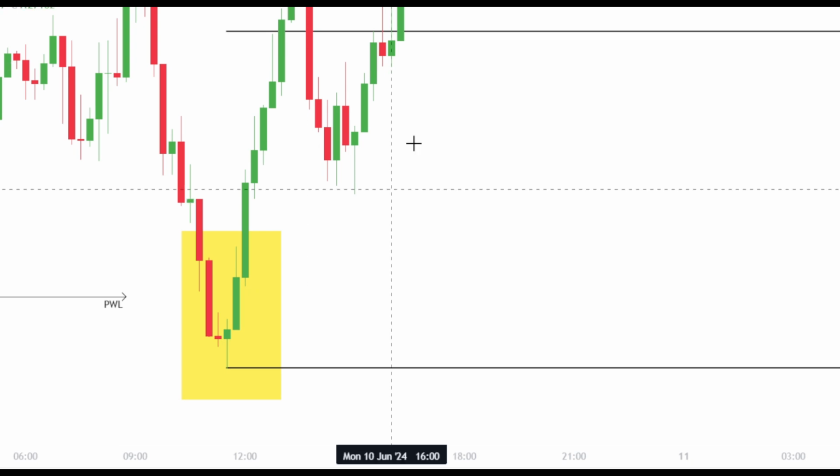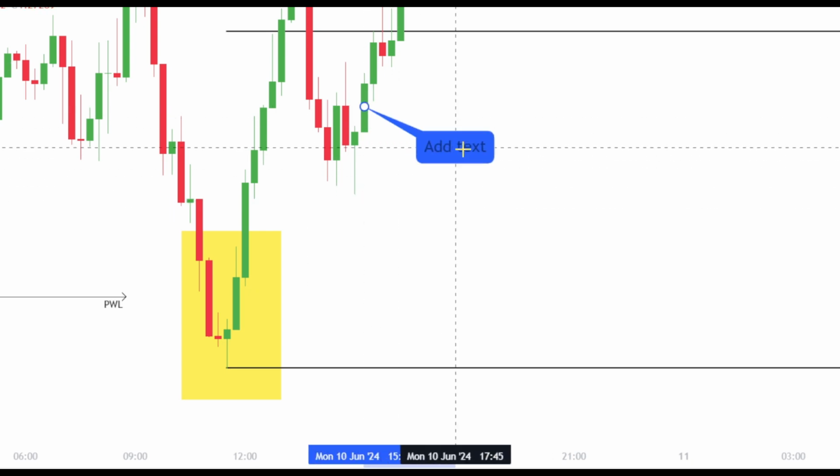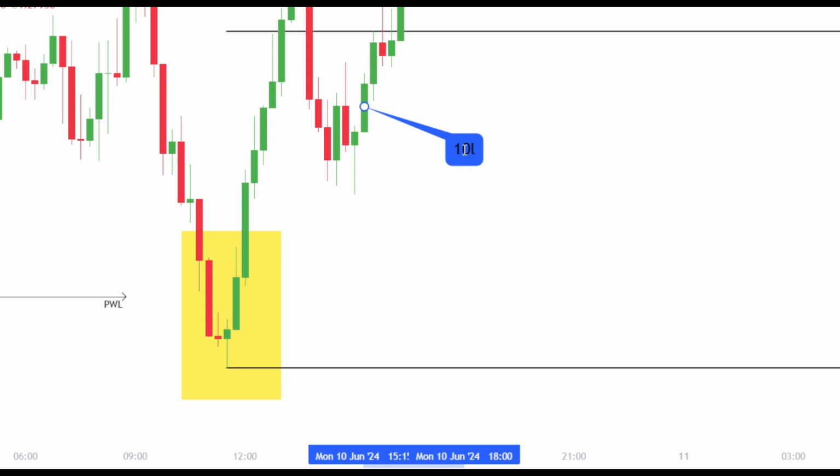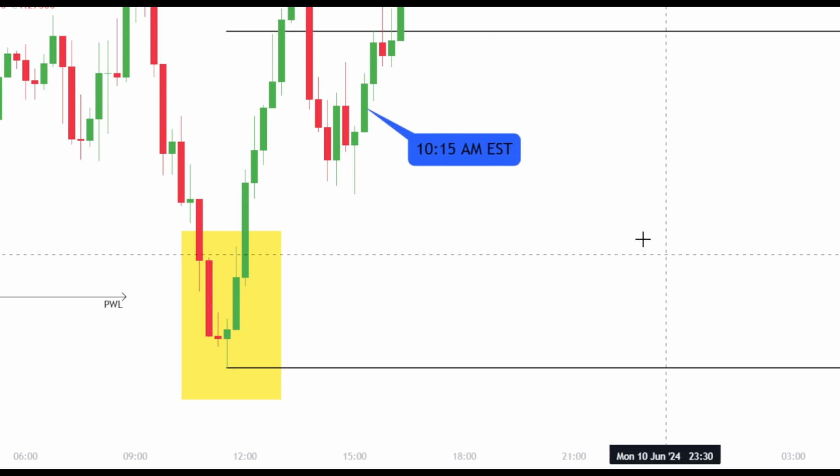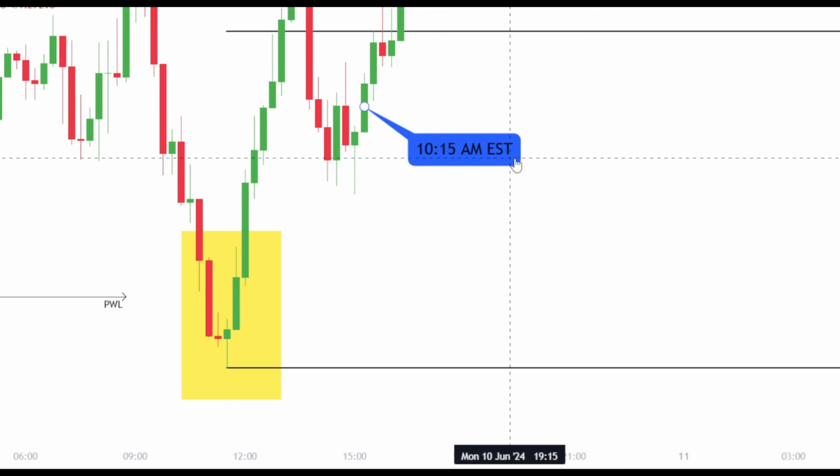If I were to label this fair value gap in terms of Eastern Standard Time, this is essentially 10:15 a.m. Eastern Standard Time. This is an ICT silver bullet fair value gap.